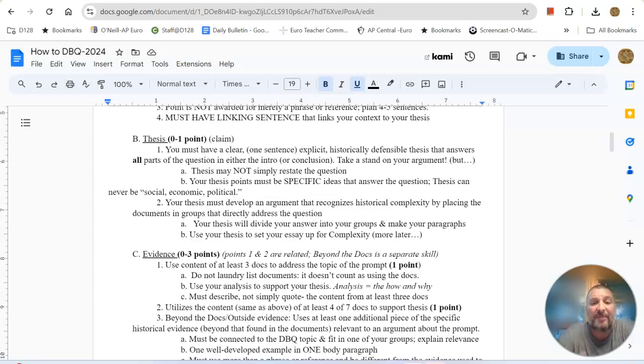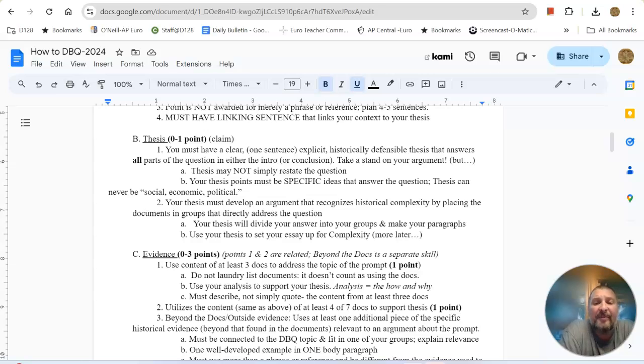Your thesis points must be specific ideas that answer your question. Your thesis can never be social, economic, and political. The causes were social, economic, and political. We know those cause everything. You need to be more explicit.